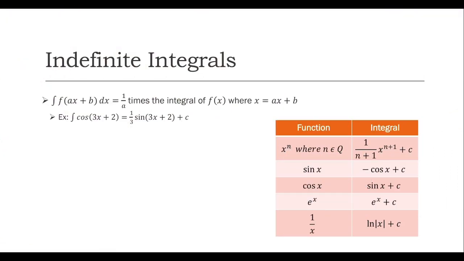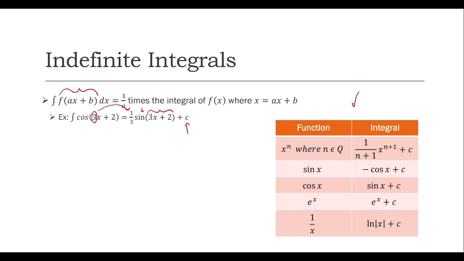So if you have an indefinite integral of the form, the integral of f of ax plus b dx, that'll equal 1 over a times your integral of f of x, where x equals ax plus b. So for example, if you had the integral of cosine of 3x plus 2, it would be 1 over 3 times your integral of cosine, which is sine, and then you'd have your 3x plus 2 on the inside. And then you can't forget your plus c.